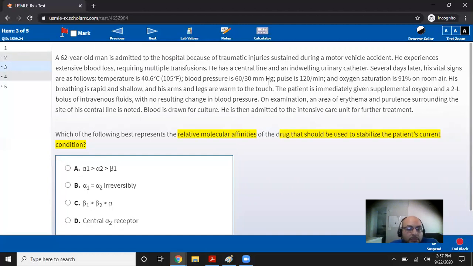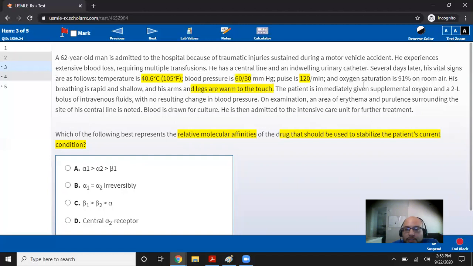So far, nothing comes to mind. He has a central line and a catheter. Several days later, his vitals show he has a fever. Blood pressure is low. That's it. Diagnosis, you must immediately think septic shock. Pulse is high, right there, giving it away. Breathing is rapid and shallow. Legs are warm to touch.